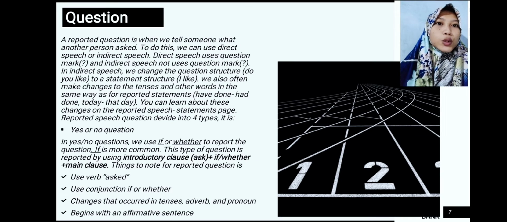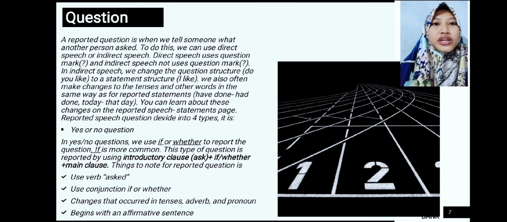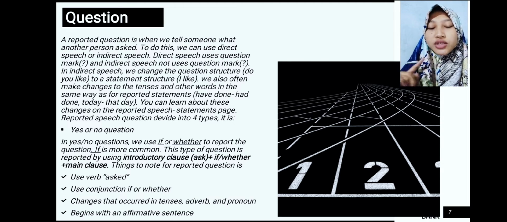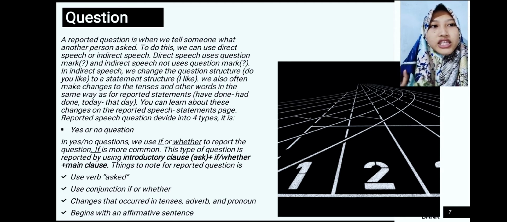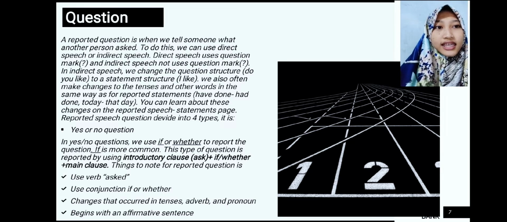Next material is question. A reported question is when we tell someone what another person asks. To do this, we can use direct speech or indirect speech. Direct speech use question mark, and indirect speech not use question mark. In indirect speech, we change the question structure do you like to a statement structure I like.